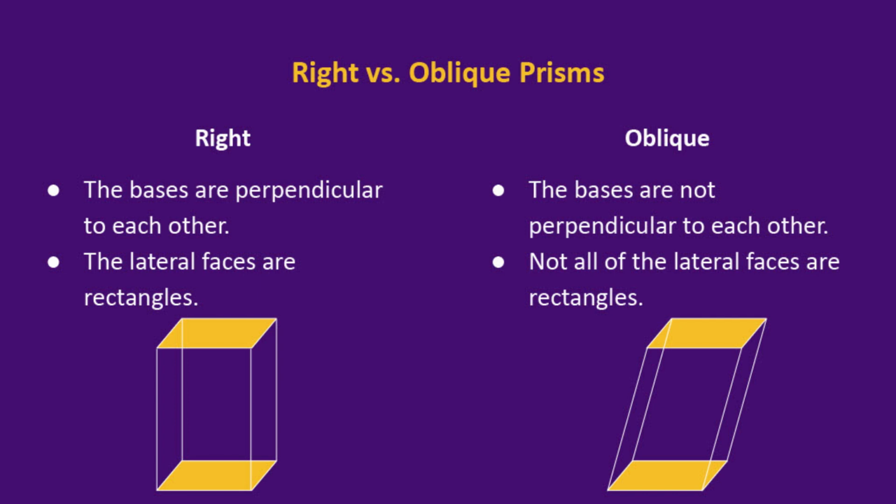A prism can either be right or oblique. A right prism is when the bases are perpendicular to each other, leaving all of the lateral faces to always be rectangles. Otherwise, a prism is oblique, when the bases are not perpendicular to each other, thus not all of the lateral faces are rectangles.